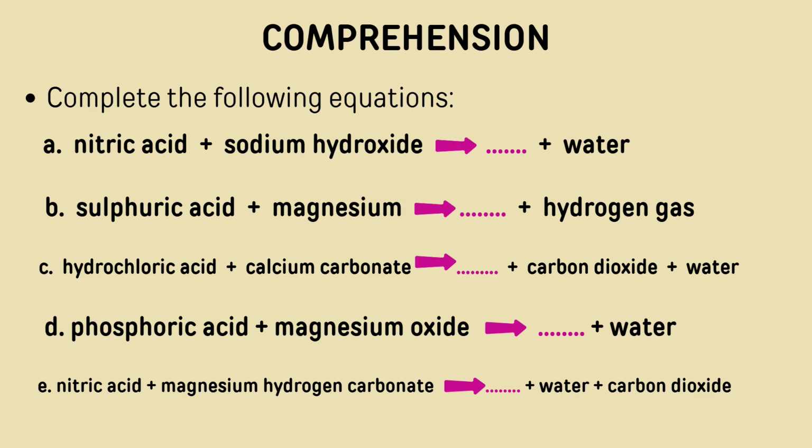Comprehension. Complete the following equations. So try these equations. Please note that the acids are different, so are the types of metals used, and so the types of reagents used. So be careful. Make sure you remember the map or go back in time, look at the map and match back to get your answers. Alright, best wishes. See you on the flip side.